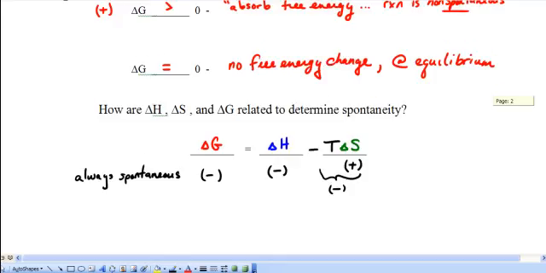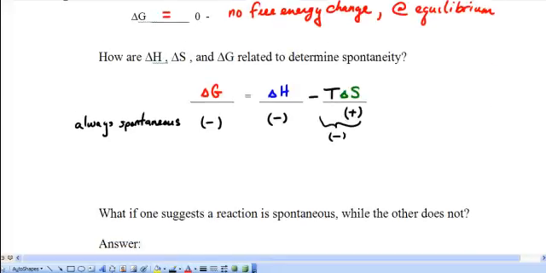On the other hand, what if they're both non-favorable, meaning you have an endothermic process, delta H is positive. It becomes more ordered or less random, so delta S is negative. The negative out front times this negative will make this whole term positive. And so now delta G is going to be positive, which we've already said is never spontaneous.